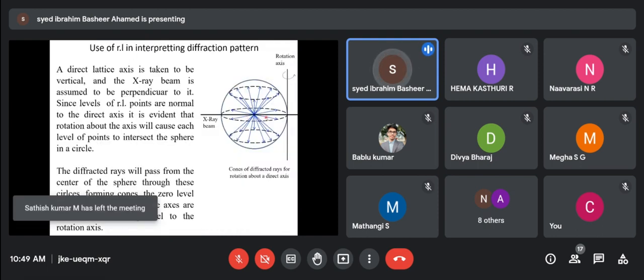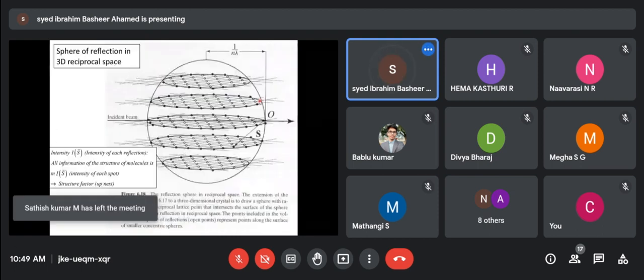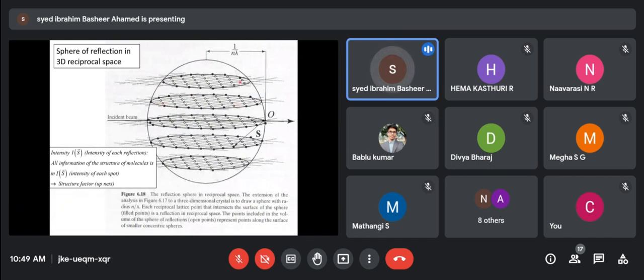I told you this is like a Debye cone. It's making a cone kind of thing. This is the first order cone, second order. Here you see, all these points, whichever is not falling on the sphere. Only the outer layer of this circle is supposed to fall on the sphere. Yes or no? So only these reflections will be recorded.